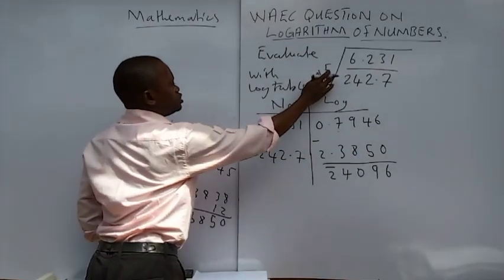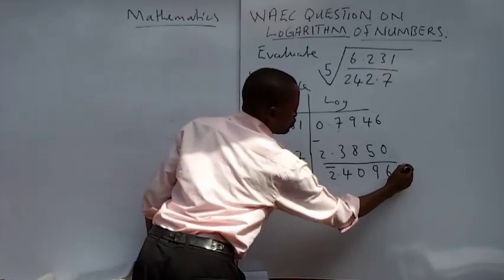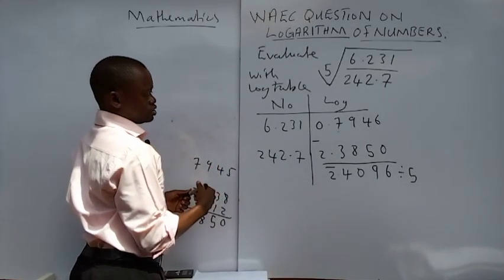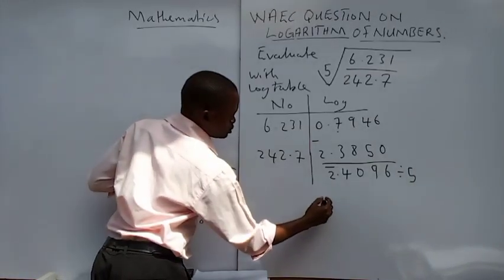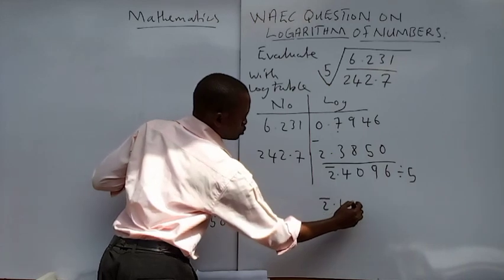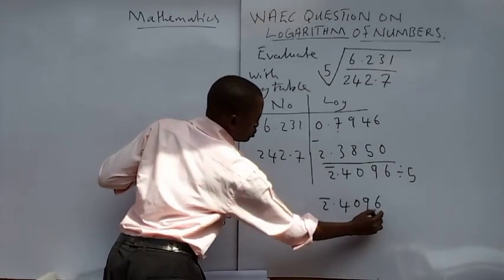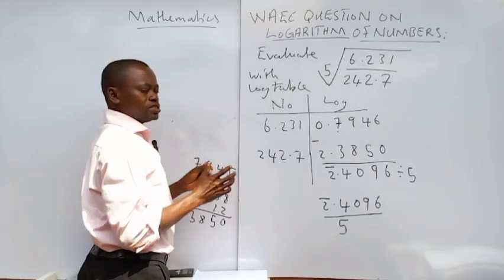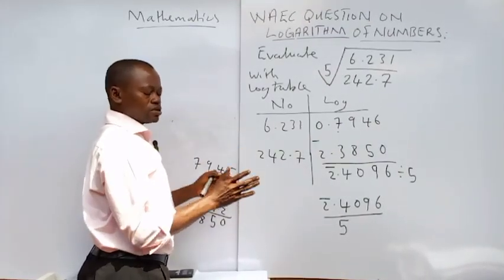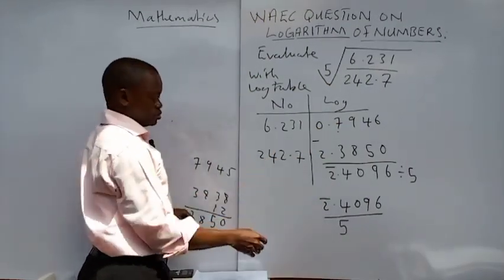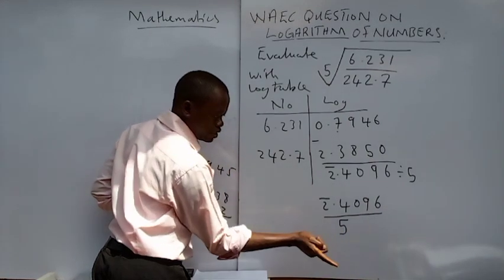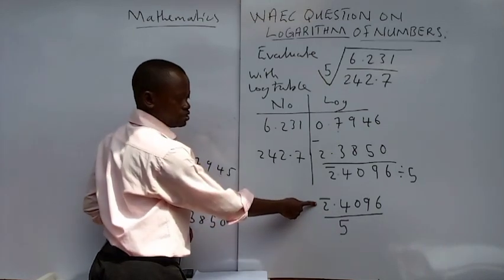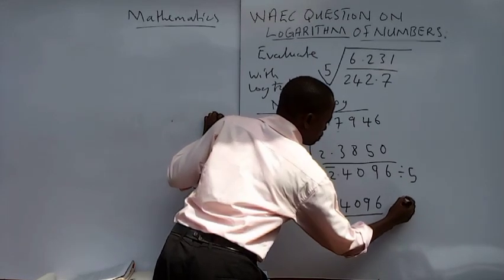Now, because of the root 5 here, this value will be divided by 5, and that is where I want to bring us to understand what we were looking at: bar 2.4096 all over 5. You remember, please go to that class that has to do with bar notations. I discussed it very well, so you can see what I was saying there, that when you have something like this, 5 cannot divide this, and I say bring it up. So we will have bar 5.